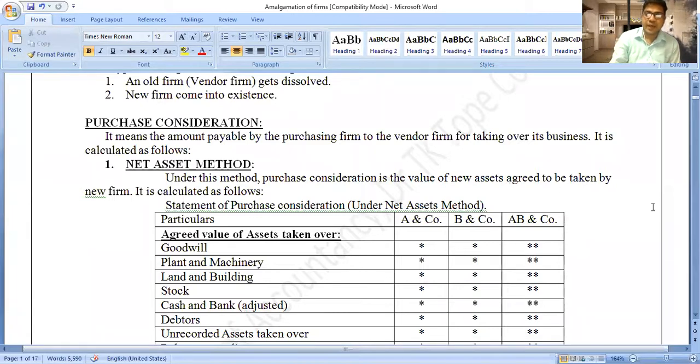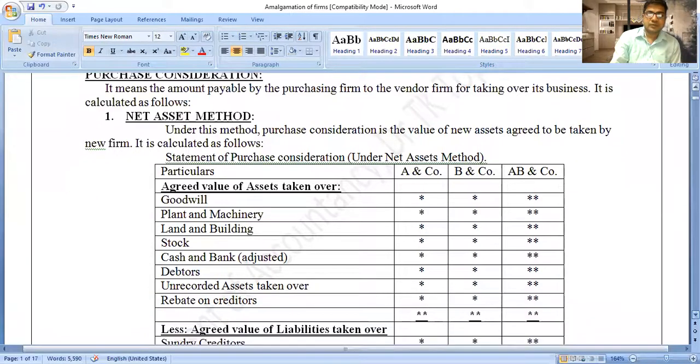Now, how will we calculate? It is very important. See, friends, in the statement of purchase consideration, which method do we have to use? We will use the net asset method.